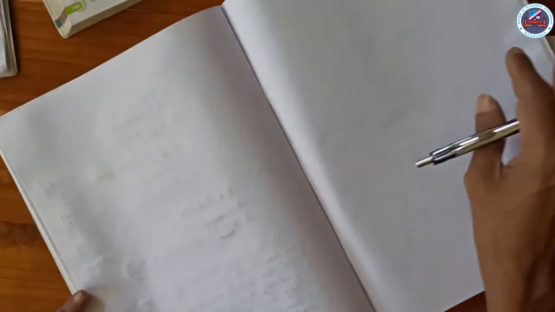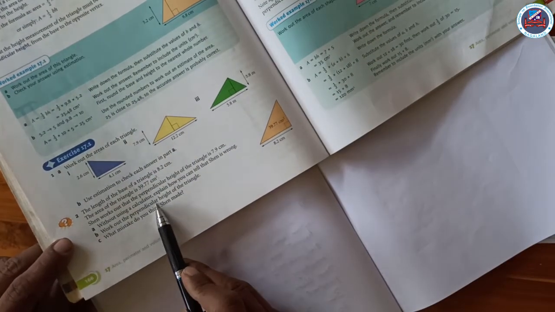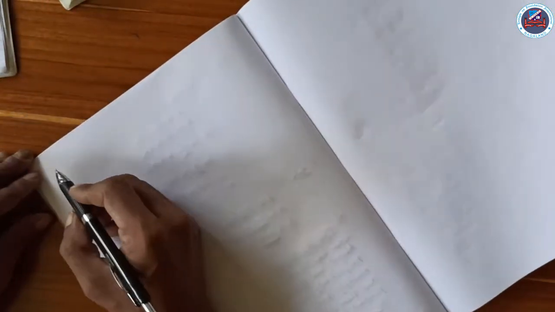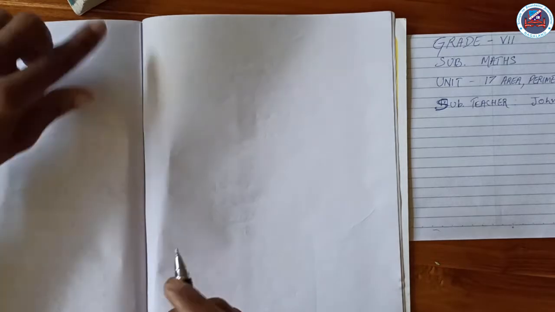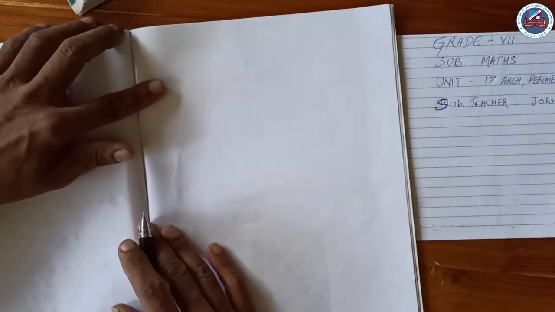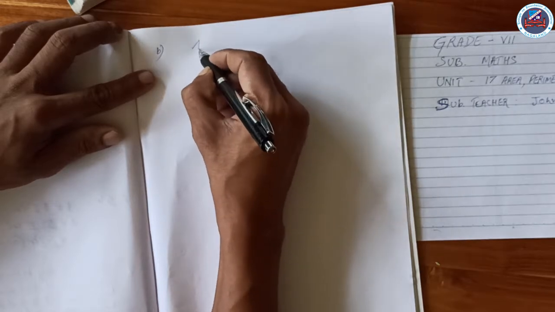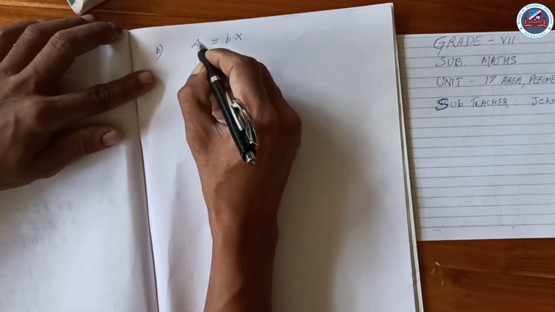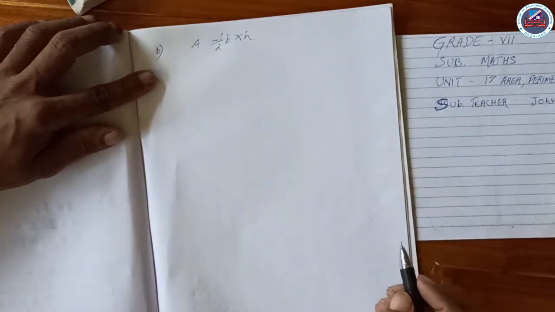Your B says, work out the perpendicular height of the triangle. Now you have to find the height of the triangle. Let's see. Okay, children, now we will do question number B. Your question number B says, work out the height, perpendicular height. Let's do B. We know that area is equal to half into base into height, correct?